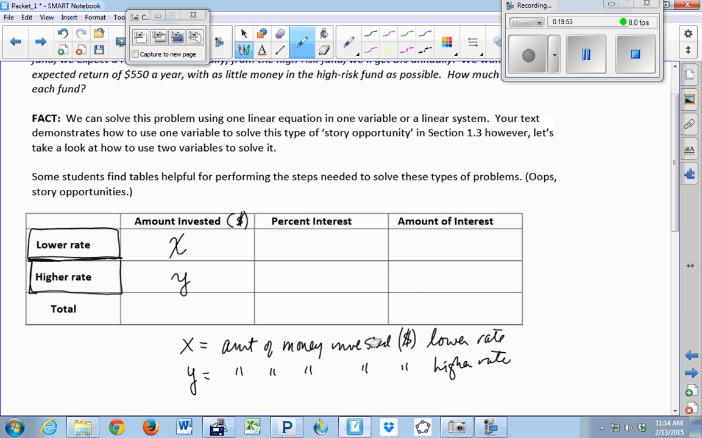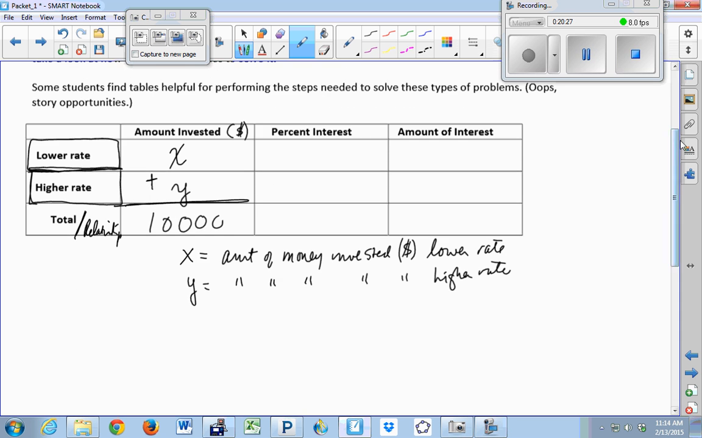Now, if I'm lucky, looking at my columns, now this last row here is either the total or a relationship, because you don't always know the total. Sometimes you're told what one account has so much more than the other, so you don't always come out with the total, but you have a relationship. Do we happen to know the total of the amount of money invested at the lower rate and the higher rate? 10,000. So guess what? You put a little plus here, and there's your first what equals what. There's your first equation for your system. It's going to just fall right out of this table. It's going to be beautiful.